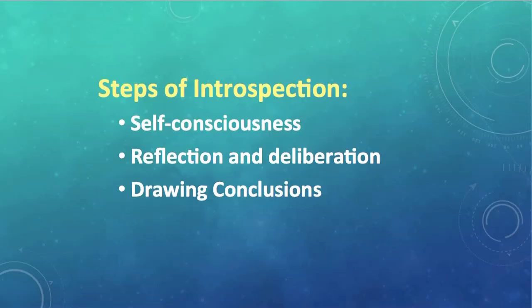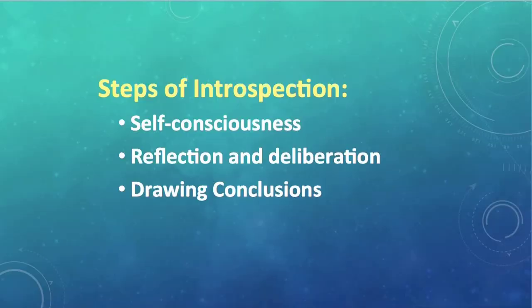First one is self-consciousness. Yes, to introspect, first of all, we have to be self-conscious. It is not like we are not in a position of consciousness and we can make introspection. No, for introspection, we have to be conscious. So the first step is self-consciousness. Second one is reflection and deliberation. We have to reflect on our mental state. And last one is drawing conclusion. On the basis of the deliberation and reflection, we can find out what we are doing, what we are thinking, and how we are behaving. So this is the oldest method of educational psychology.